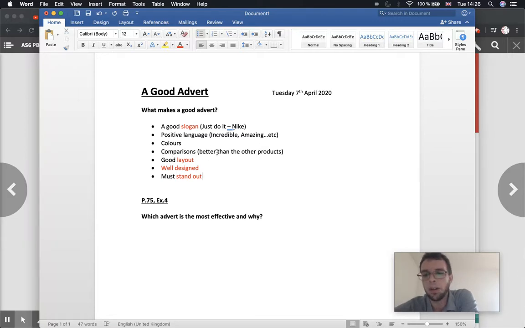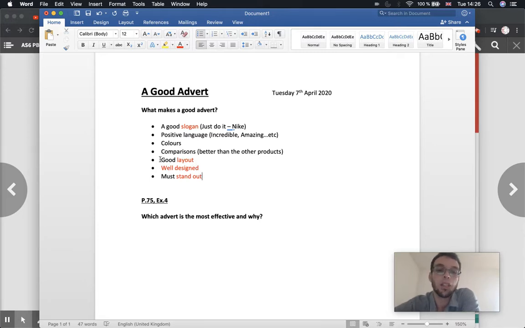Comparisons. Comparative language. Remember, we have to say that it's better in many ways than other products. So you do use comparisons. For example, you say it's better than the other products, but obviously we can use different adjectives: it's cheaper, it's more effective, it's easier to use. We use comparative language to imply that our product is better. What else do you need to have a good advert?